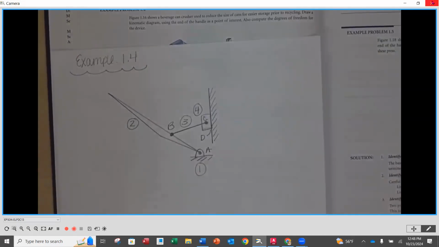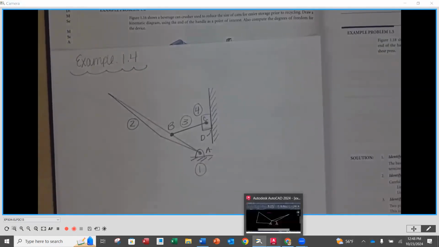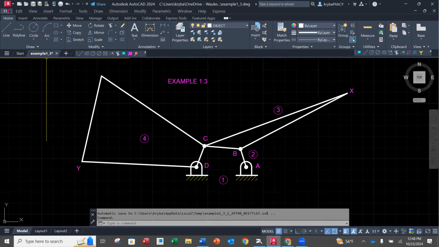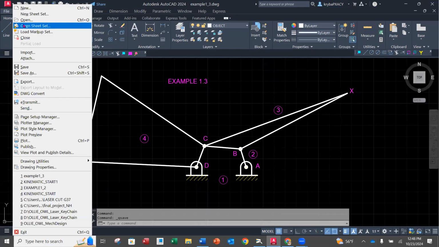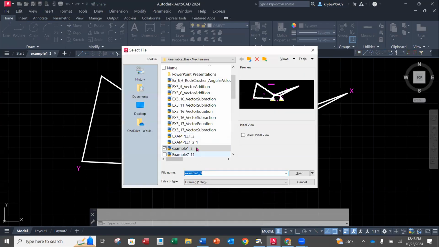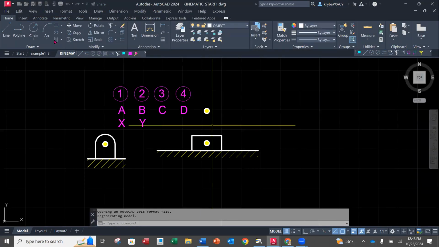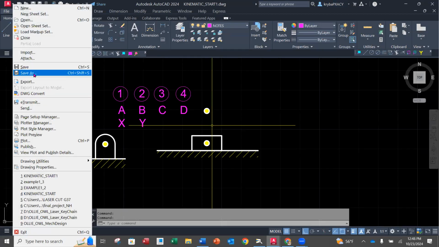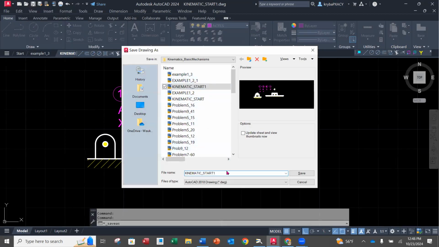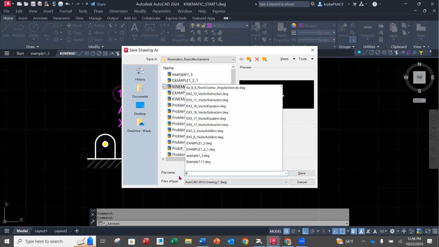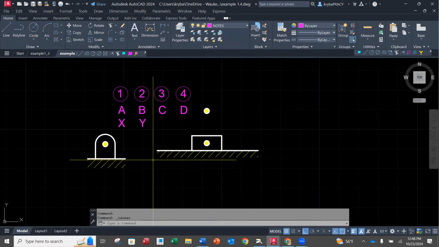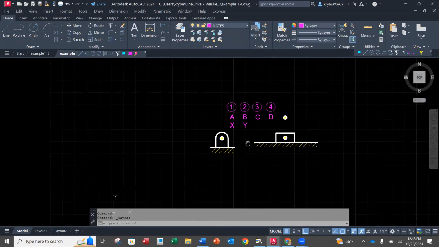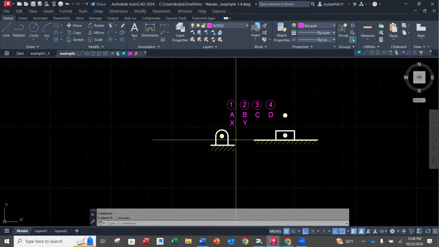Let's go ahead and create this in AutoCAD. Okay. So I'm going to go back over here. I'm going to save my 1.3. I'm going to open my kinematic start file again. And then I'm going to rename this one, save as, and this one is going to be example 1.4.